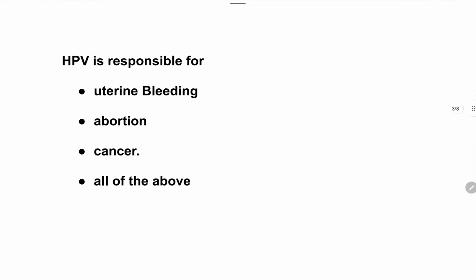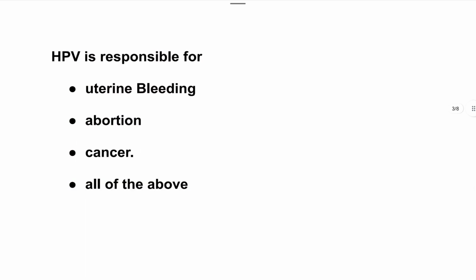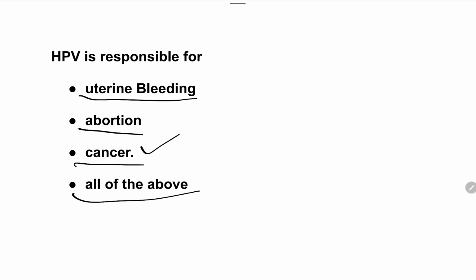The next one is: HPV is responsible for what? HPV stands for human papilloma virus, sorry, it is not a vaccine, it is a virus. So human papilloma virus is responsible for what? Options are uterine bleeding, abortion, cancer, all of the above. The right one is option C, cancer.